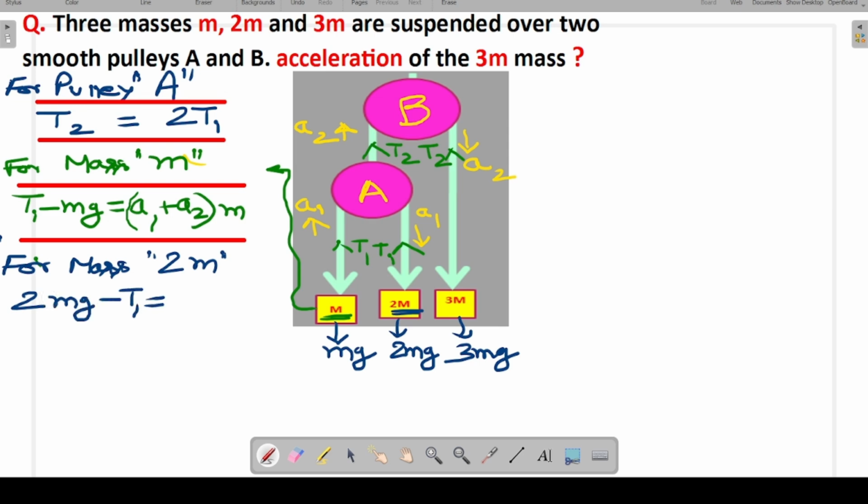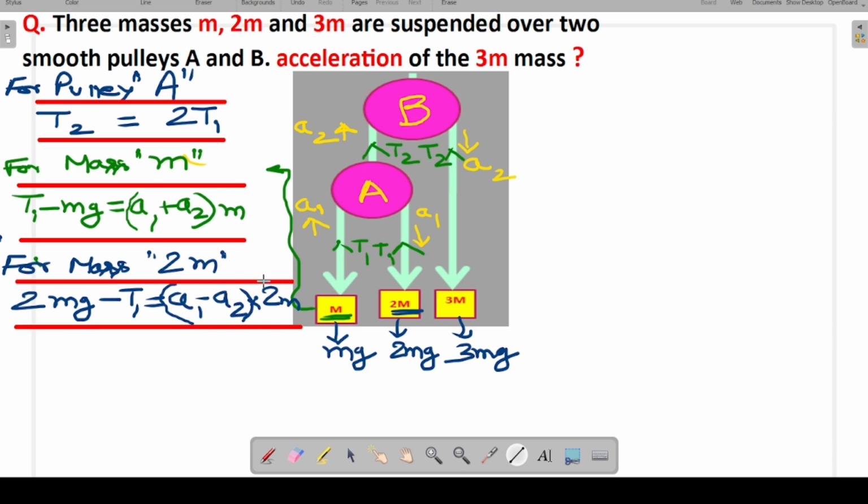Now similarly, for mass 2m, what will be the free body diagram and what are the total equivalent forces acting on it? It will be 2mg minus T1 equal to (a1 minus a2) into 2m. In the RHS, F equals m into a, where the equivalent acceleration of the 2m mass is a1 minus a2, because you can see the direction of a1 and a2 is different, right?